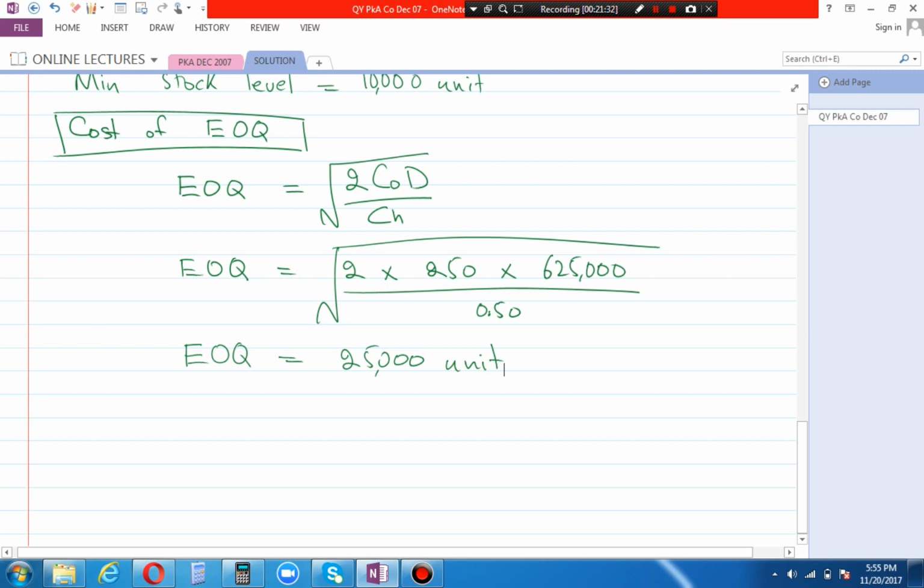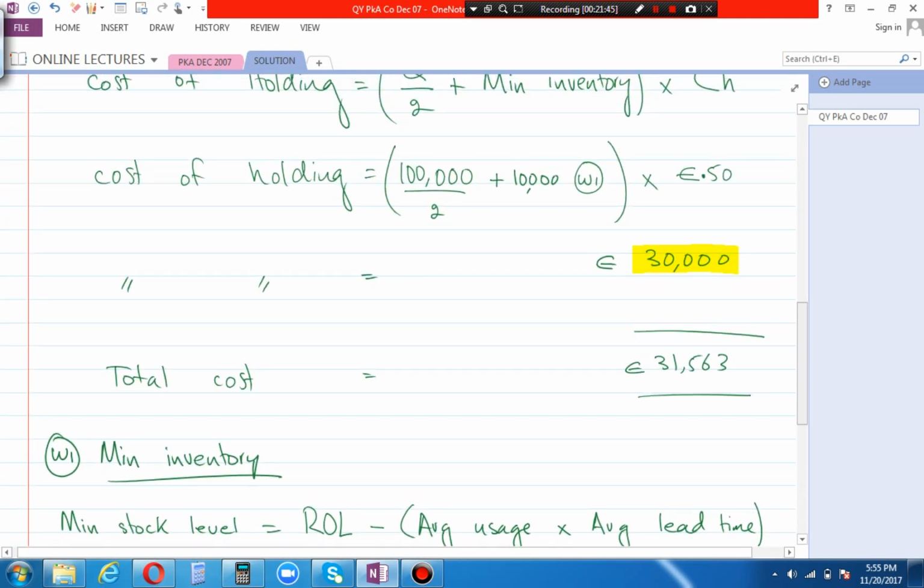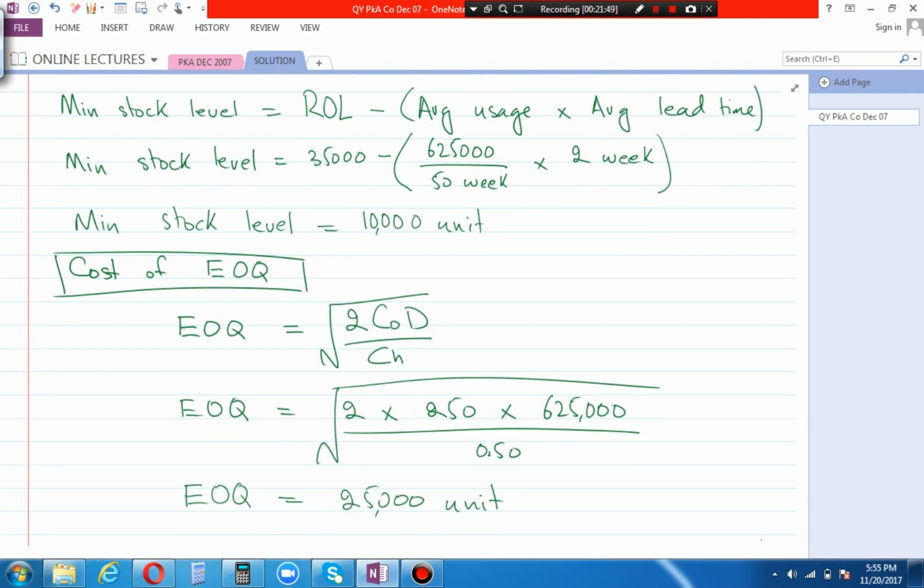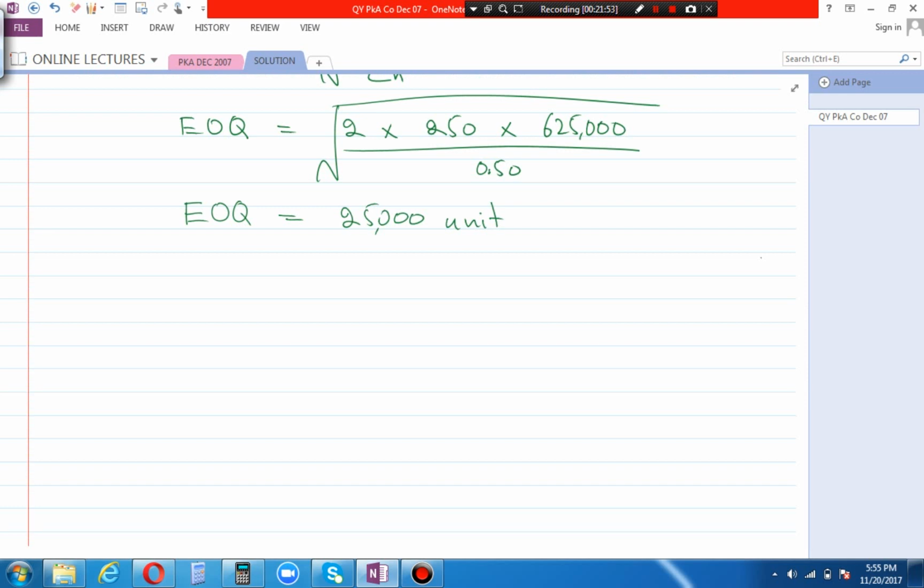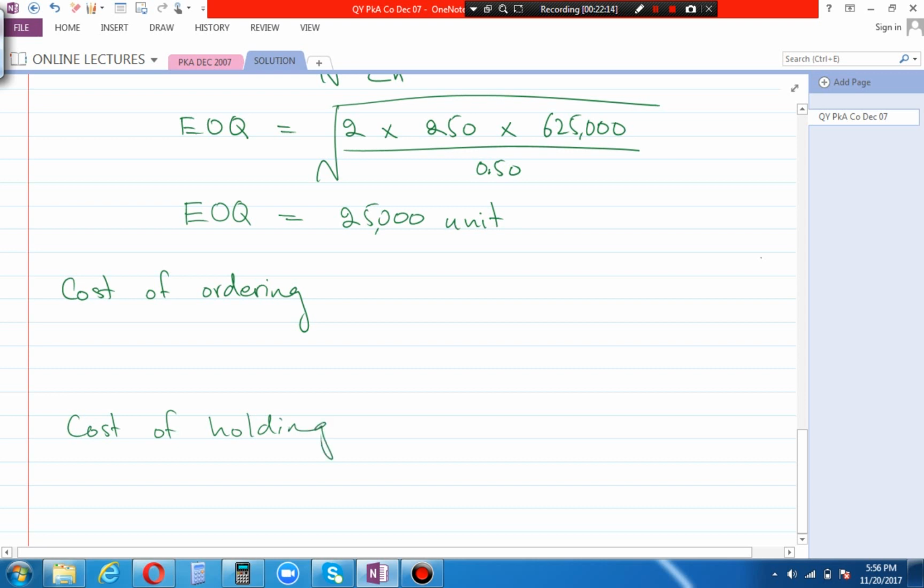Well, if you order less, obviously your number of orders will increase and your ordering cost will increase, but your holding cost will decrease. And holding cost, as we calculated above, was 30,000 if you order 100,000, right? So now let's calculate the cost using the same methodology. We'll calculate the total cost for economic order quantity policy, right? So cost of ordering and cost of holding. As we said, the cost of ordering is number of orders, which is basically demand divided by quantity multiplied by cost of one order.